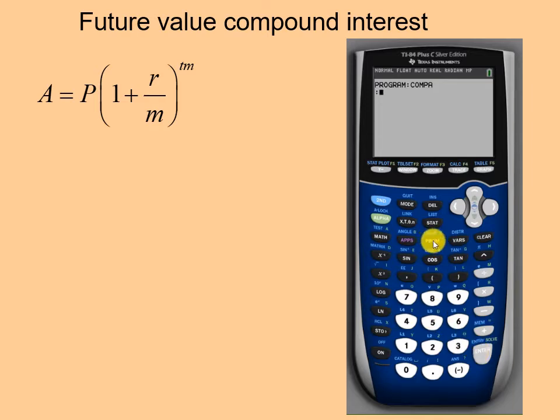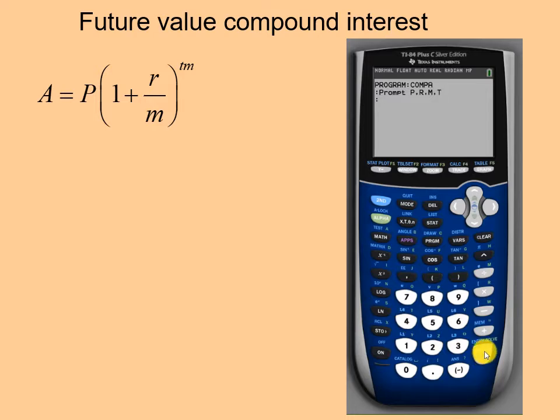Now, the variables which we need to make provisions for are the P, R, M, and T. So we start with program I/O and then number 2 for prompt. We type the 4 letters separated by commas. The P is alpha, and then P, comma, right up above the 7, and then R, comma, M, comma, and T.